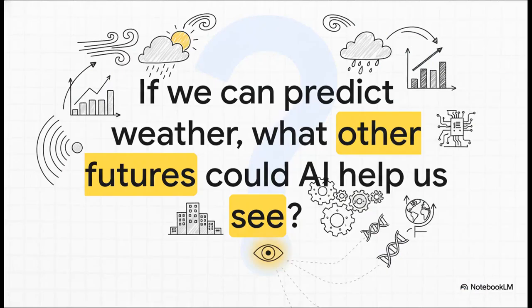So, we did it. We taught a machine to look at the past and predict the future of the weather with amazing accuracy. And that leaves you with a pretty big thought, doesn't it? If we can teach an AI to find the hidden signals in the chaos of the climate, what other complex futures could it help us get ready for? Think about farming, or energy, or even preparing for natural disasters. What else could we see coming?